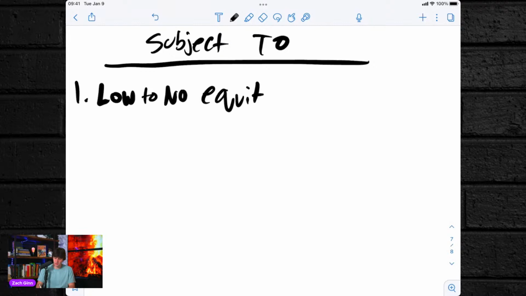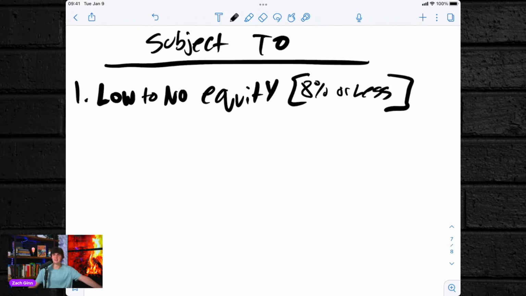All right. No to low equity, which means there might be a couple. I would say at least 8% or less equity. That's what I like. Some people like 7, some people like 15. 8's going to be rough. So I think 15 is probably going to be the best for your marketing on it if you're going to market for it. But I would say roughly 8 or less. Okay.